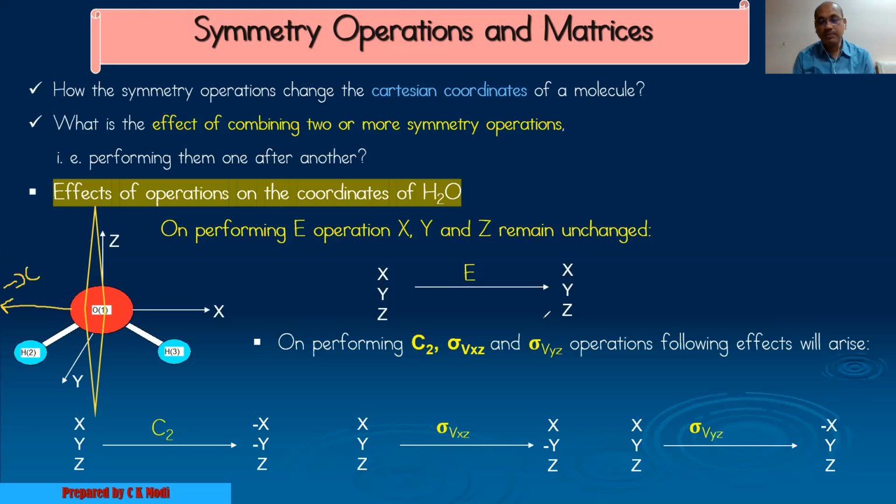Like the C2v point group, it consists of four symmetry elements: E operation, C2 operation, sigma v xz, and sigma v yz. So while we perform them one after another, what should be the positions of x, y, and z that we have discussed earlier?